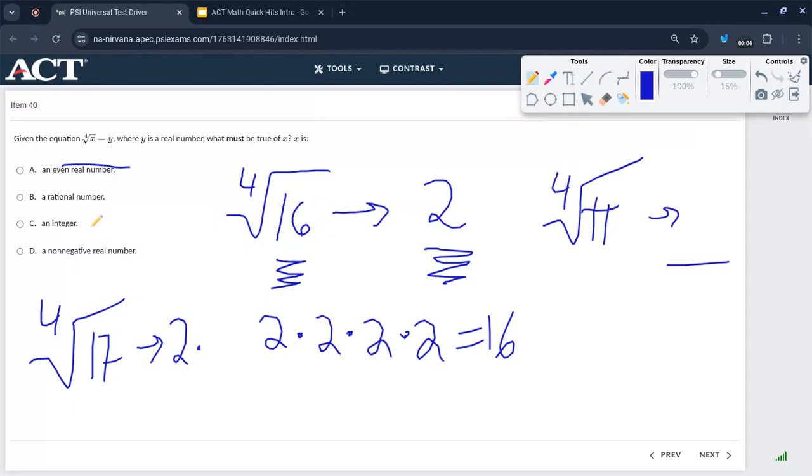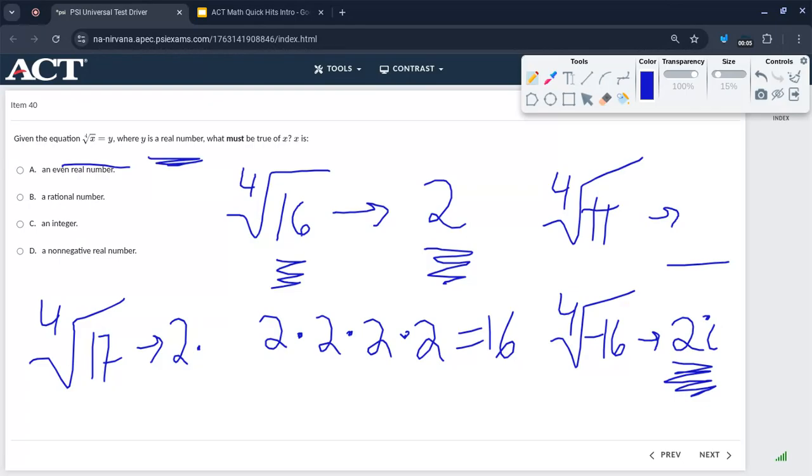An integer, so here's where it starts to separate. An integer can be positive or negative. So if we take the fourth root of negative 16, whenever we have an even root, we always end up with that imaginary case. So this would be 2i. 2i is an imaginary number, and we are looking for a real number. So it can't be an integer, because if we take the fourth root of a negative value, then it gives us i.